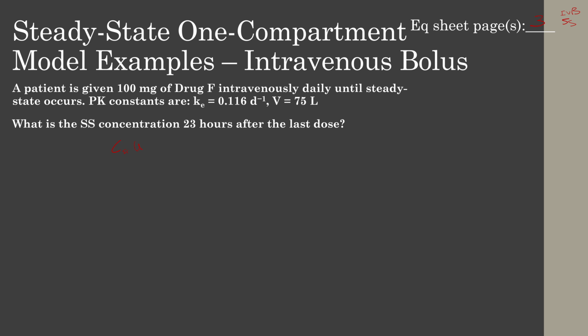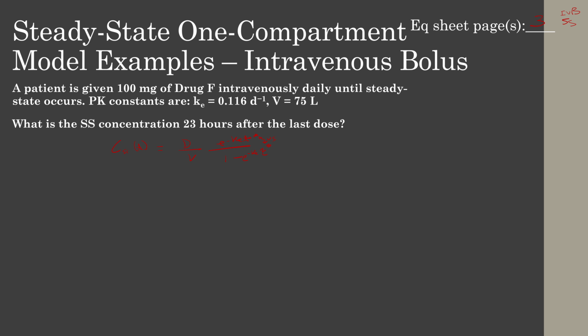What's the concentration at steady state at a given time t? That's equal to always dose over V, which gives you the initial concentration, times e to the minus k e t on top, over 1 minus e to the negative k e tau. These two are different, so make sure you note that. What's the difference between t and tau? Tau is the dosing interval, and t is the time we're looking for.